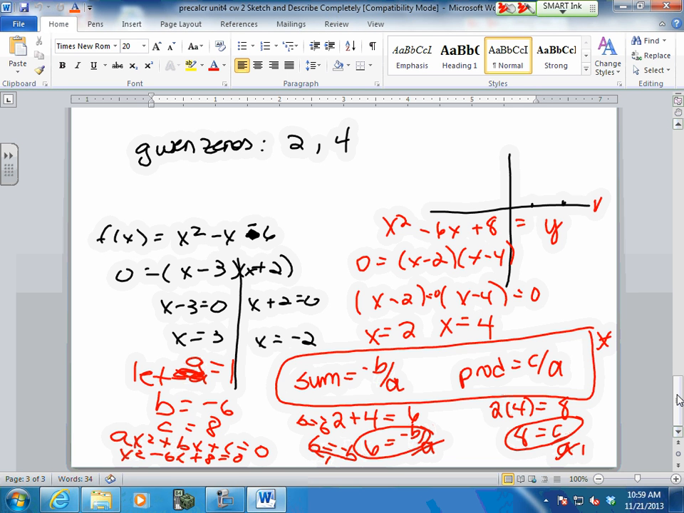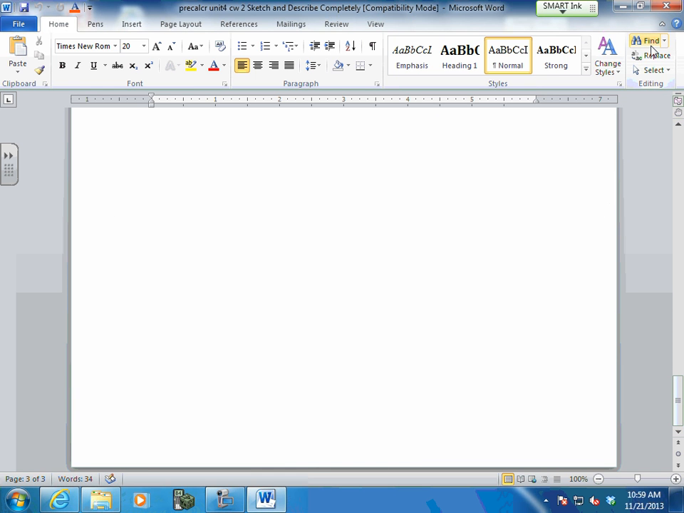x squared minus 6x plus 8 equals 0. So if you have 2 very nice roots, you can just do it this way, or you can do the sum and the product. Okay? If we have more than 2 roots, we can't use sum and product. So you with me so far? Okay, all right. Now, let's go to your paper.